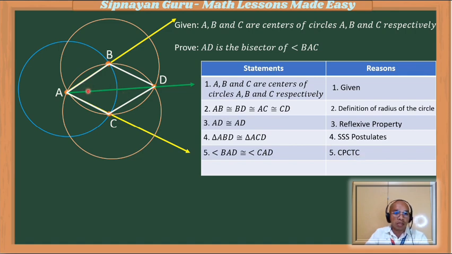Now, since we already established in statement number 5 that these two angles are congruent, we can already prove our task that AD is the bisector of angle BAC because of the definition of angle bisector. Because we proved in statement number 5 that this segment divides this angle BAC into two equal angles.